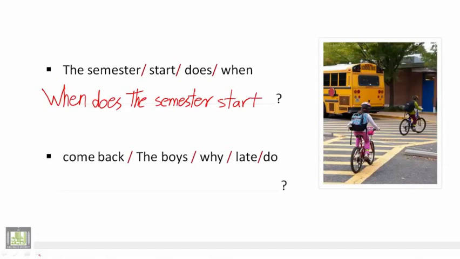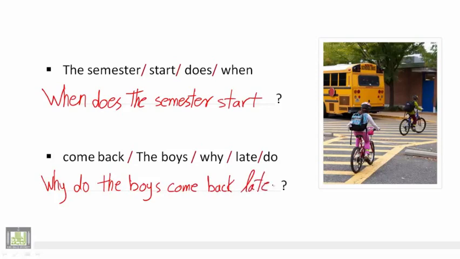Let's have another example. Come back, the boys, why late do. We start with the WH word, which is why, and then we need the auxiliary verb, which is do. Why do the boys as the subject. Why do the boys come back, is the verb. And we have late as an adverb of time كظرف زمان. Okay, hope you've all benefited from this. Thank you very much for your careful listening.